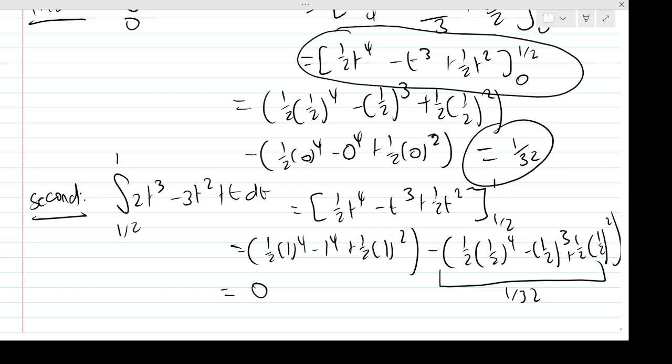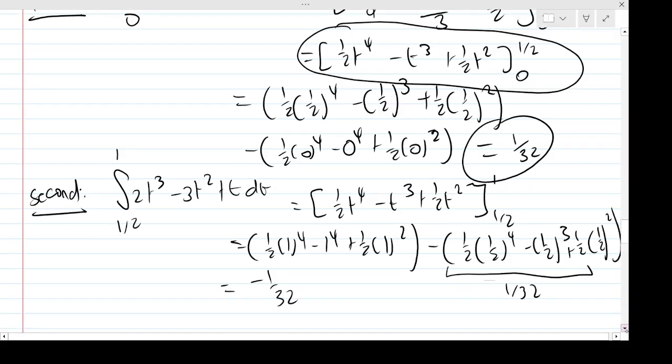So this is 0 minus 1 over 32. So it's just minus 1 over 32. Okay, that's negative. We're going to have to flip that, but that's fine. Okay, so that's the second integral.